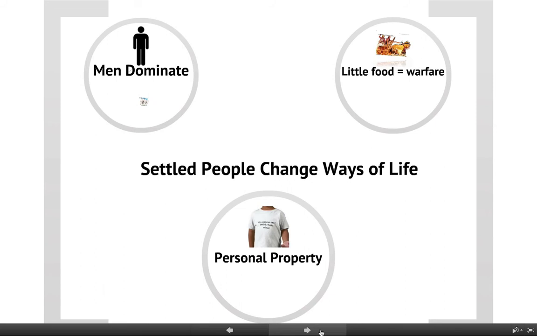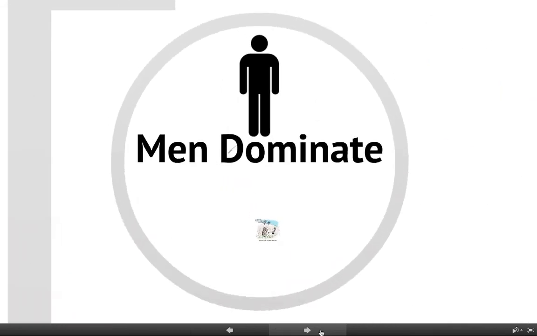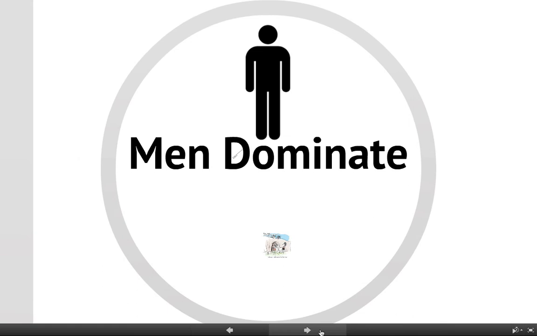All right, so we get to some other things that the Neolithic Revolution allowed people to do. So their ways of life changed, right? Settling down and living in a village is much different from camping in a different place every couple days or every couple weeks. So first of all, what this allowed these societies to do was allowed men to dominate.